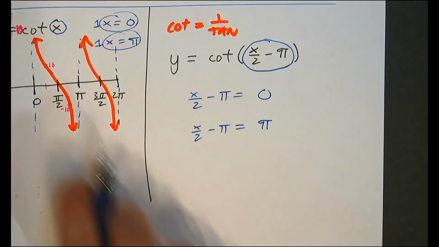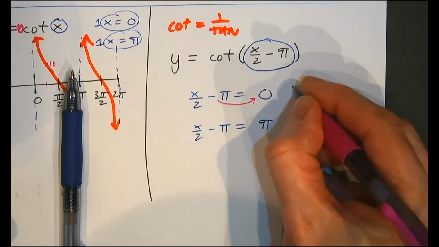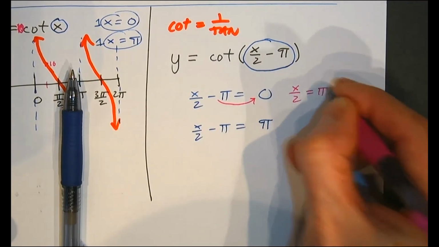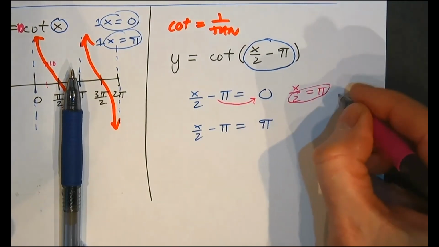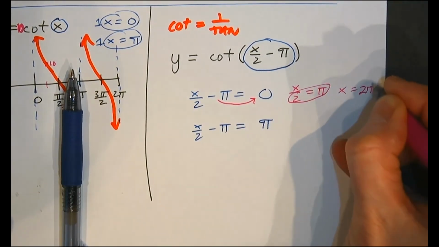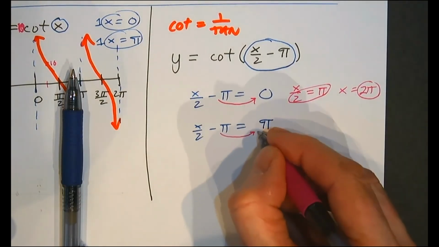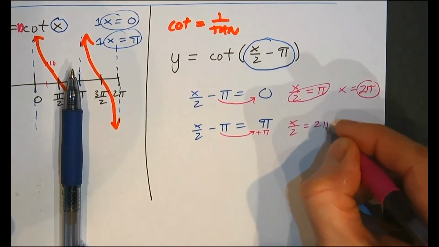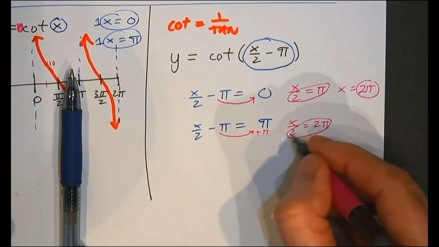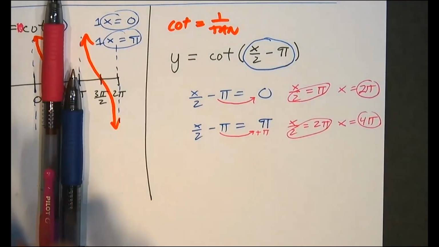Solve each one. Let's see, how am I gonna solve this? Let's see, I'll move the pi over. So now it's x over 2 is pi. Added the pi. Okay. Oh, cross multiply. Now I have x is 2 pi. There's one of your asymptotes. Do it again. Move the pi over, add pi. Okay, x over 2 is pi plus pi, 2 pi. Cross multiply, 2 times 2. X is 4 pi. Easy peasy.